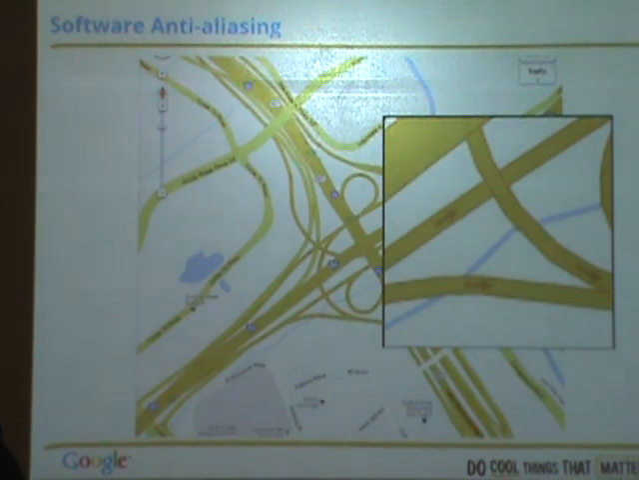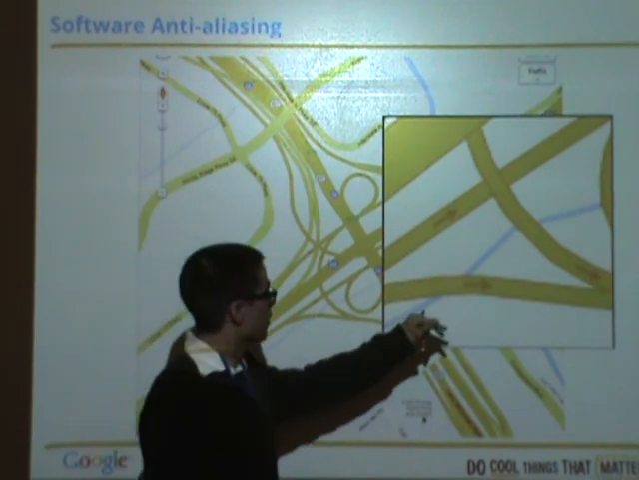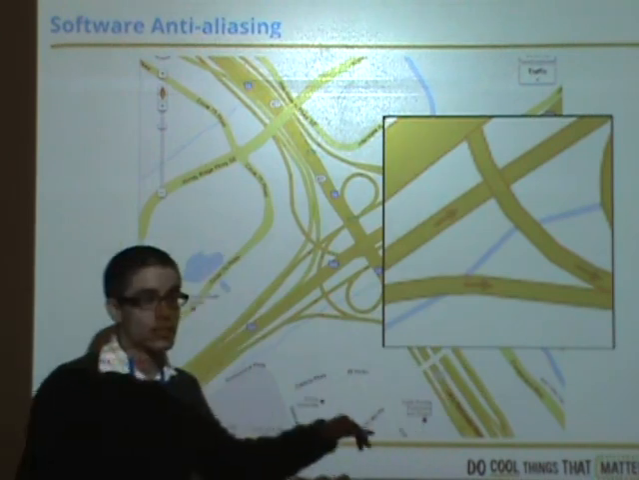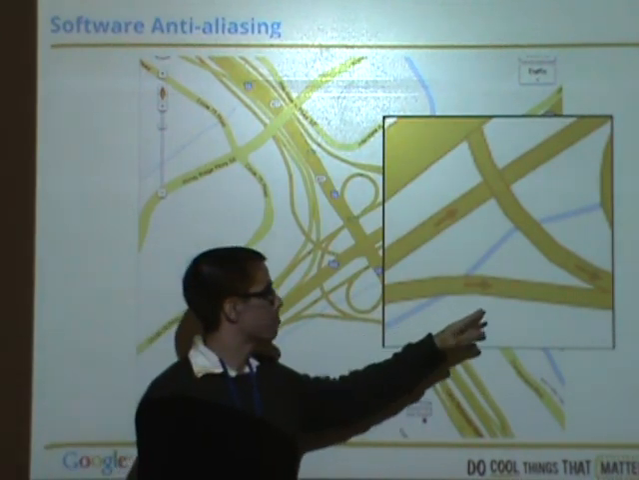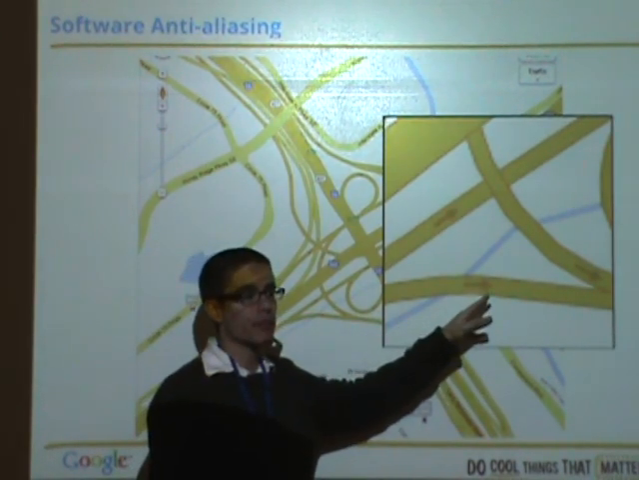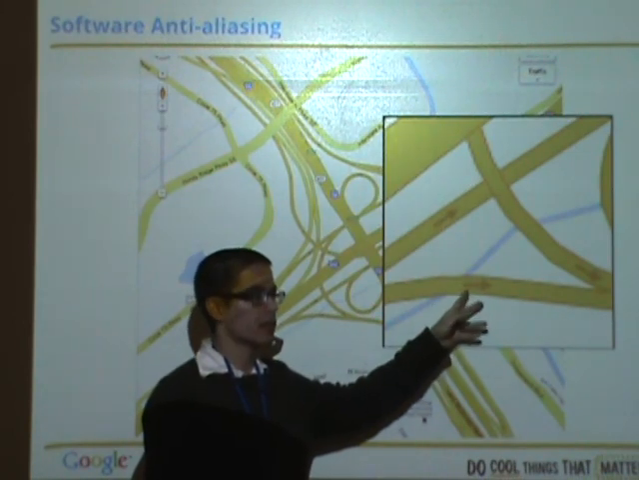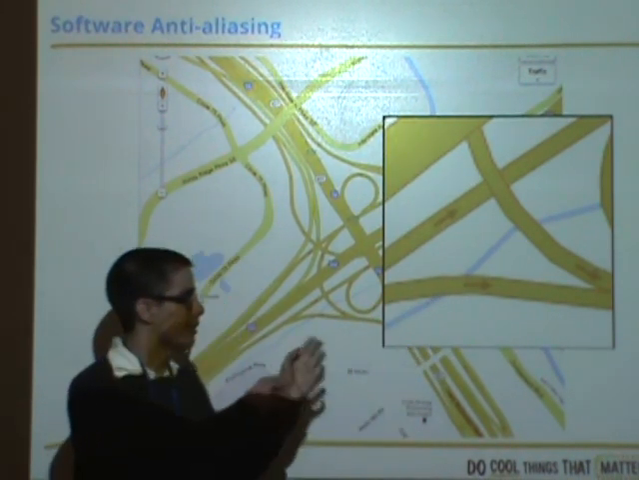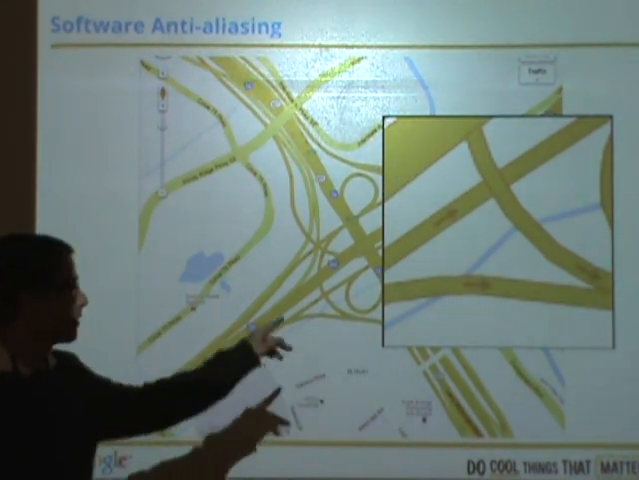Now, this is what it looks like in the raster maps. When you zoom in really close, the maps are nice and smooth, anti-aliased. So this is what we're aiming for. Because this is all done with software-based anti-aliasing on the server. So this is considered perfect. We would like to have something a lot like this.